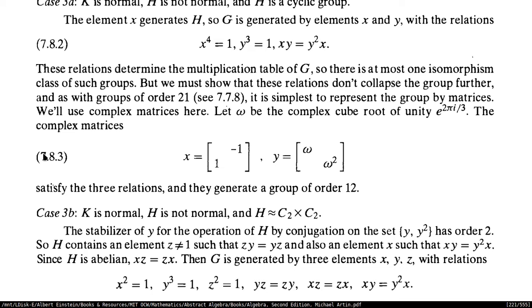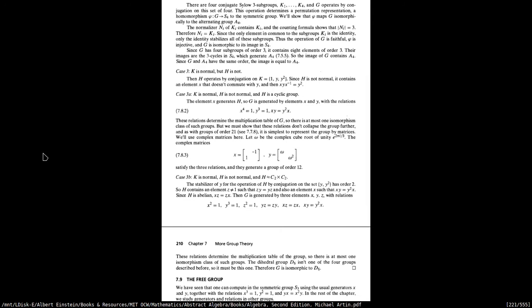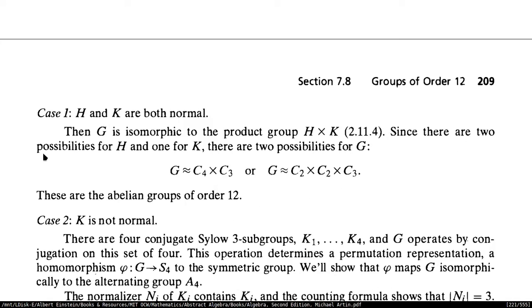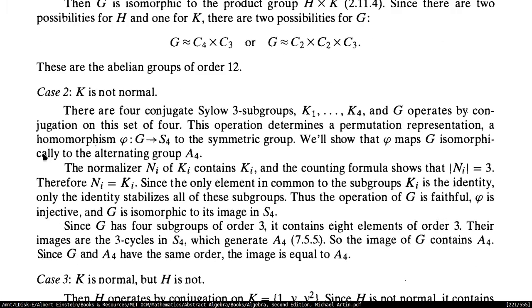Okay, so case 1 is probably where they're both normal. That means that E is just the product. That's boring. So case 2 is when K is not normal. That's my case 2 also in my book. Okay, let's figure out case 2. So H is normal in G, K is not.